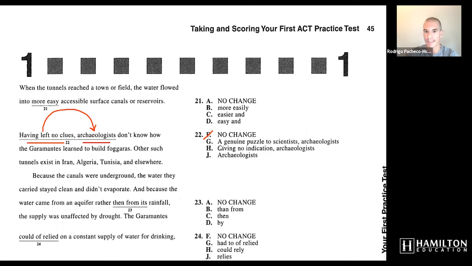G, same idea, similar issue here, a genuine puzzle to scientists. This is suggesting that archaeologists are a genuine puzzle to scientists. That is, again, a dangling modifier, so we can get rid of G. And H, giving no indication. This functions in the same way. This is suggesting that archaeologists are giving no indication. That is a dangling modifier. And this is why J is our correct answer.